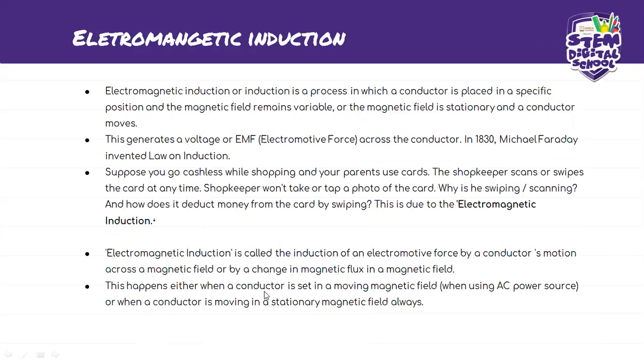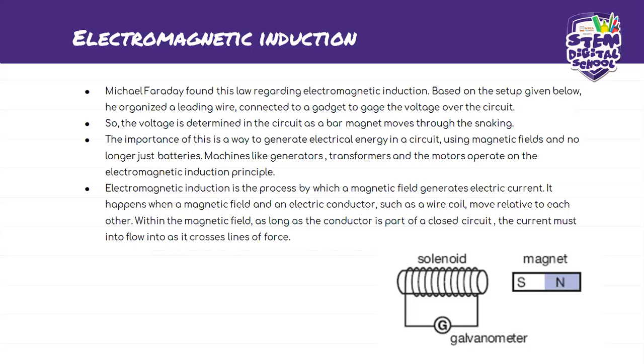This happens when a conductor is set in a moving magnetic field when using an AC power source, or when a conductor is moving in a stationary magnetic field always. Okay, so you see the two different stages.